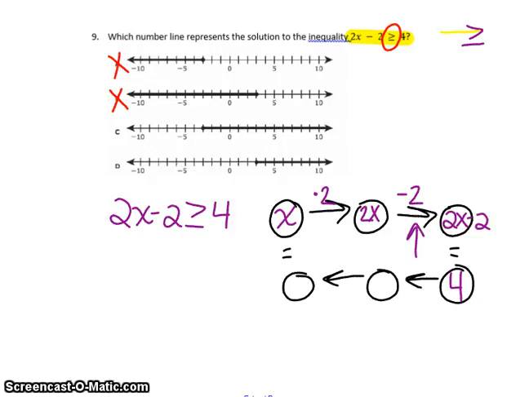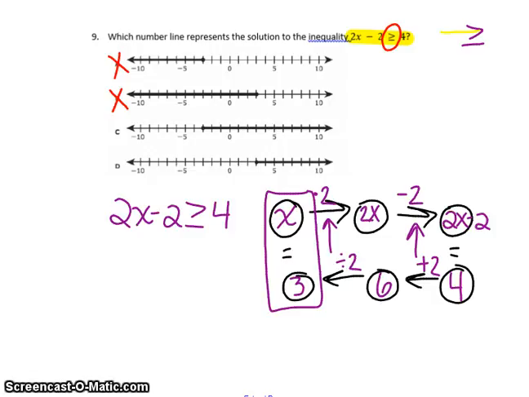I do the opposite of minus 2, which is to add 2. 4 plus 2 is 6. And then I do the opposite of times 2, which is to divide by 2, and 6 divided by 2 is 3. So I know that x is equal to 3, and that's a positive 3.